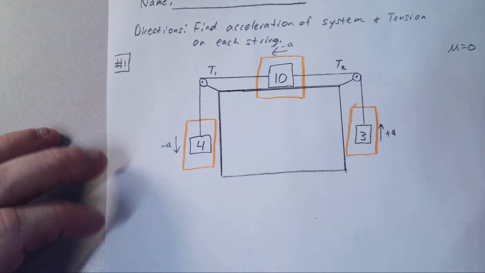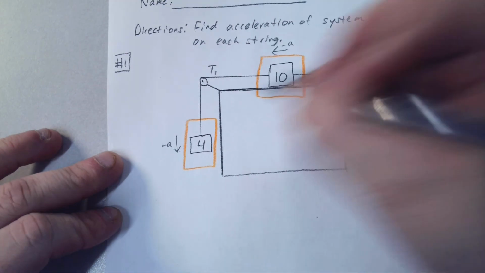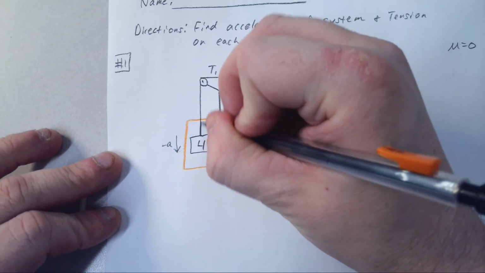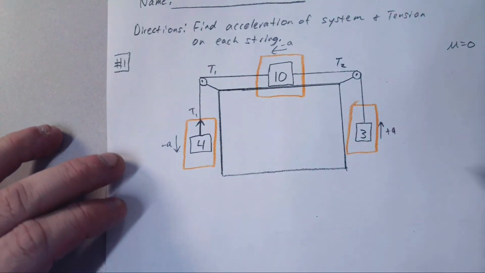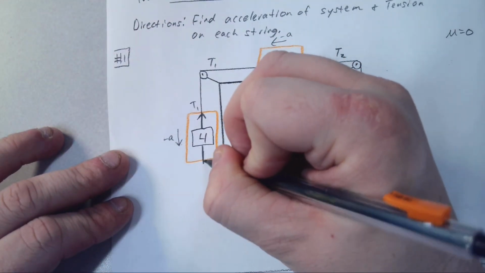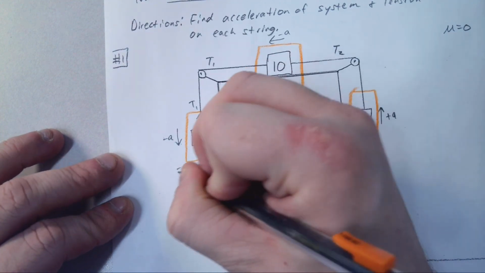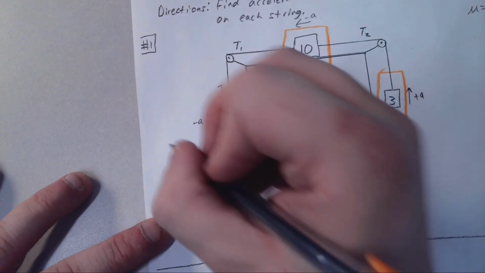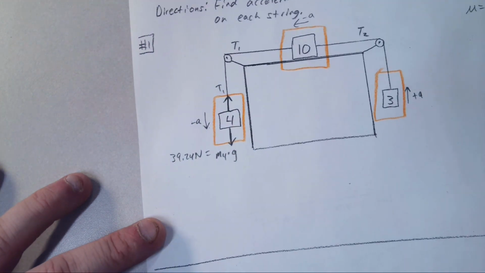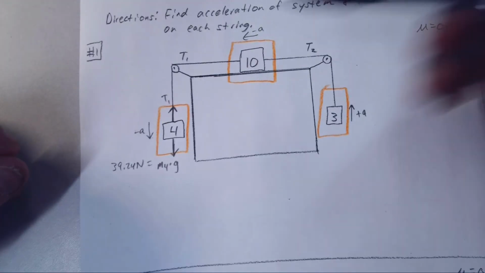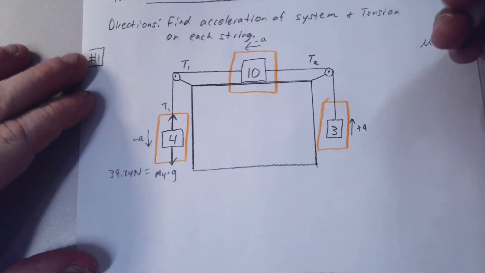If you look at the 4 kilogram first, in order for this thing not to fall, the string needs to hold it up, so we would have T1 this way. And then downward we would have the force of gravity or the weight, which is M4 times G. That's just 4 times 9.81, which is 39.24 newtons. That's all we would have there. We're going to ignore the horizontal because there's no friction with these problems.